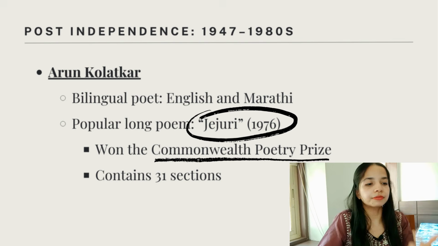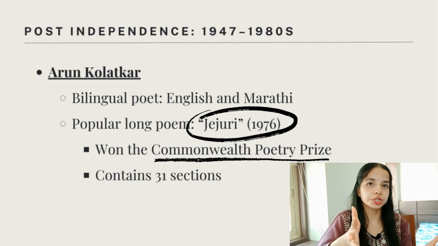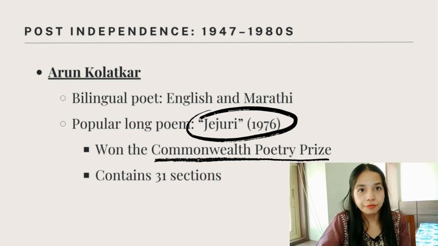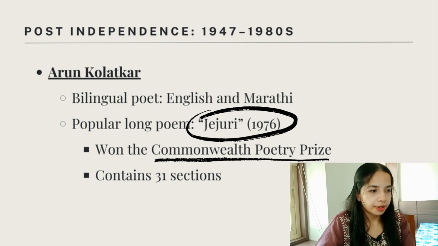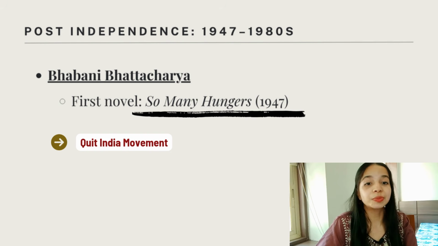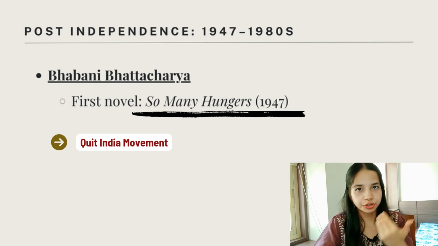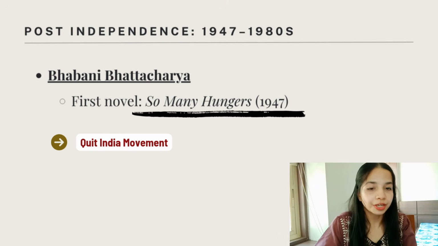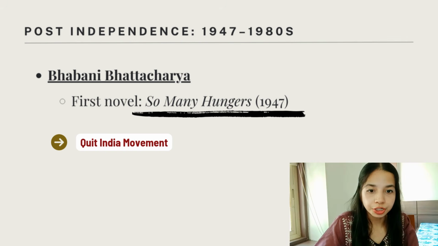Now, speaking about fiction and some of the most important novelists of Indian English literature, you definitely have a very extensive list. But out of these, there are some that are really important for you to know, like Bhavani Bhattacharya, right, who famously published his first novel, that is So Many Hungers. It is set against the backdrop of the Quit India movement, right?